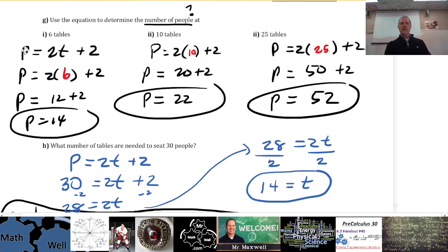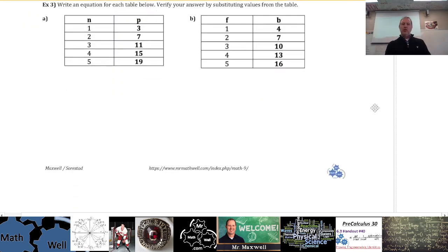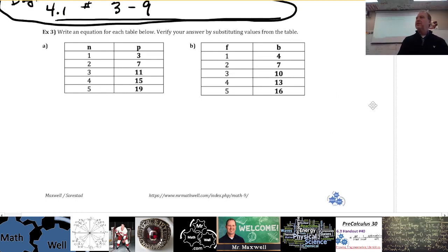Here's our equation right here for our last example that we did. The number of people that can fit around tables would be 2 times the number of tables plus 2. And so if we have 6 tables, we can seat 14. If we have 10, we can seat 22. And 25 tables, we can seat 52 people in this arrangement. So this is what we finished doing. What we haven't done yet is looked at a table of values, looked at random points, and tried to come up with an equation for these points.